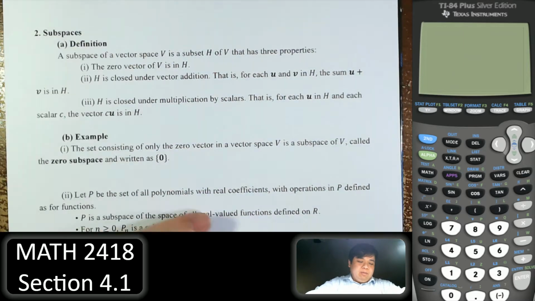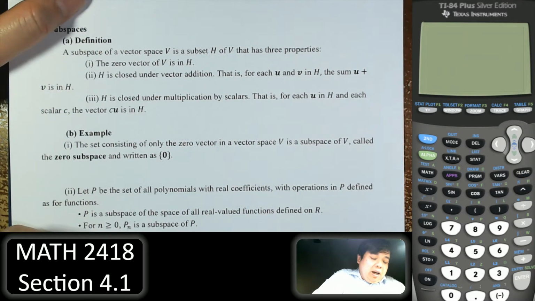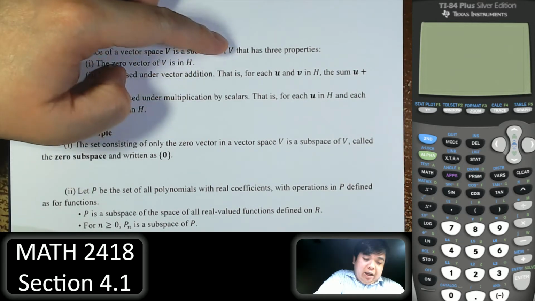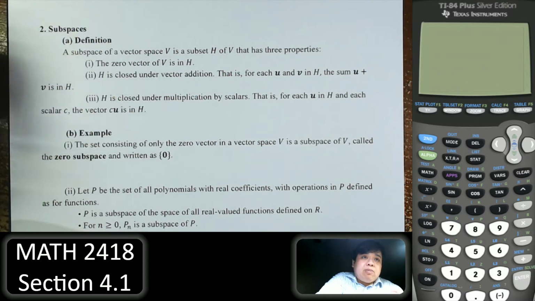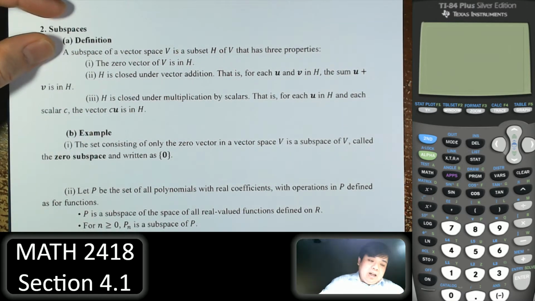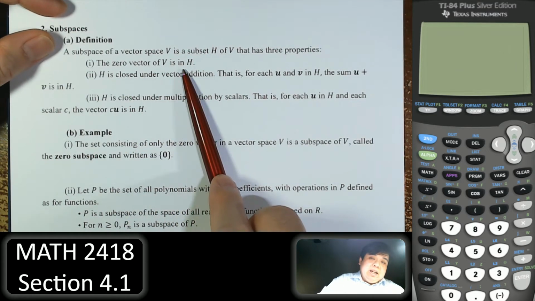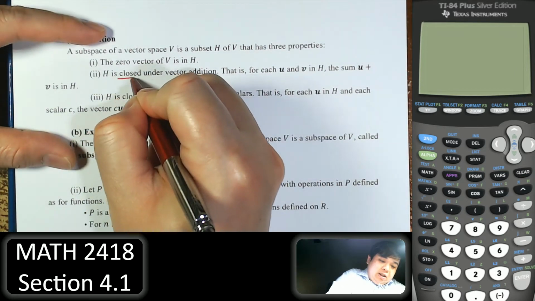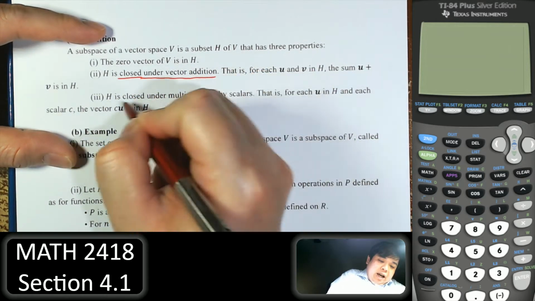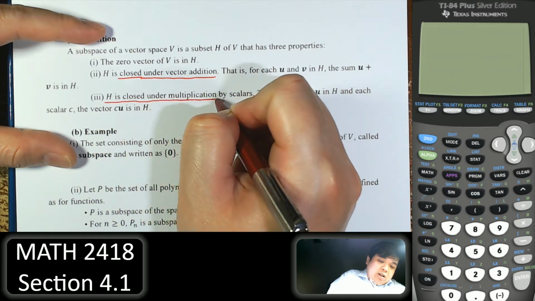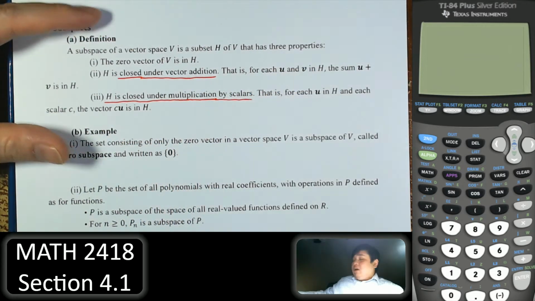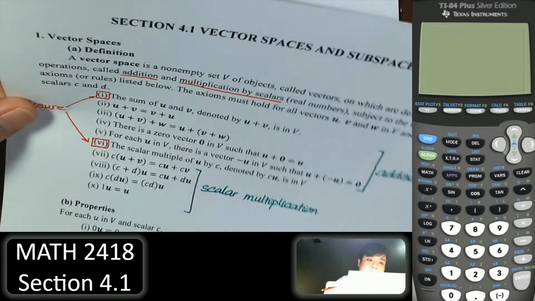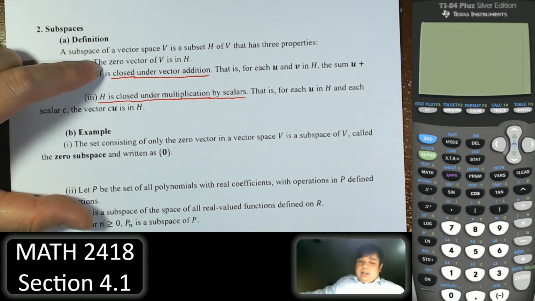Right. Now, subspace. A subspace of a vector space V is a subset H of V that has 3 properties. So, a subspace only has 3 properties. The first one, the zero vector of V is in H, and then it is closed under addition, and it is closed under multiplication by scalar. So remember I mentioned the closure axioms earlier. The subspace has to have those two along with the zero vector of V being in H.